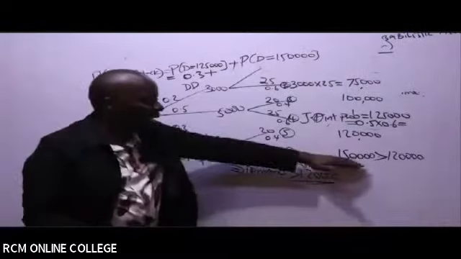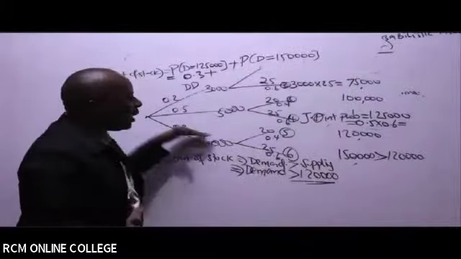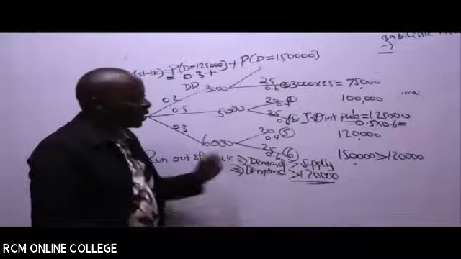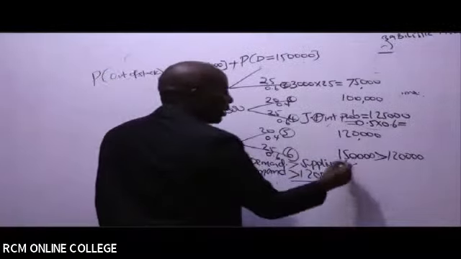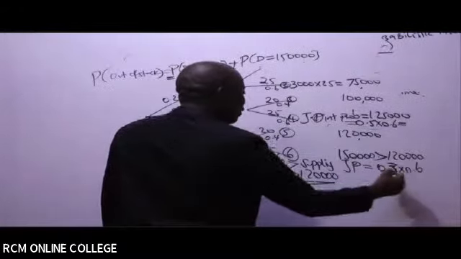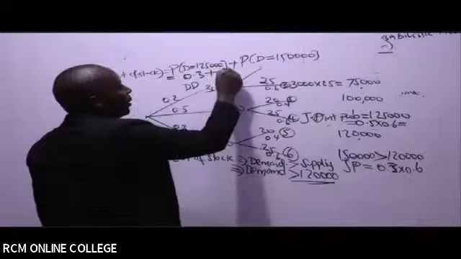150,000 is this one here. So in this case, what is the joint probability? The joint probability there will be 0.3 times 0.6, which will end up giving me what figure?